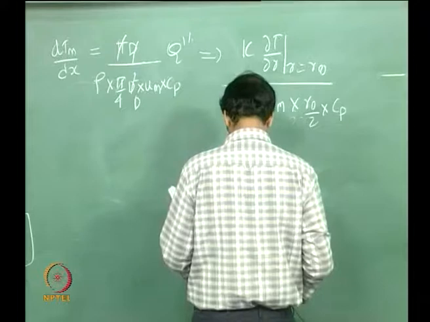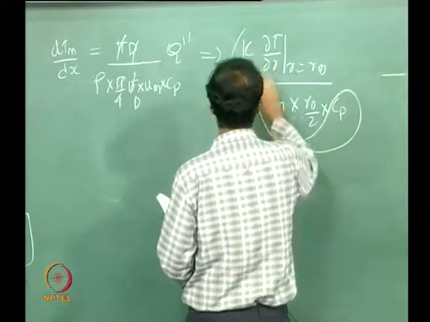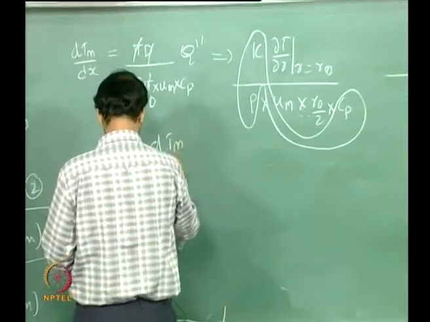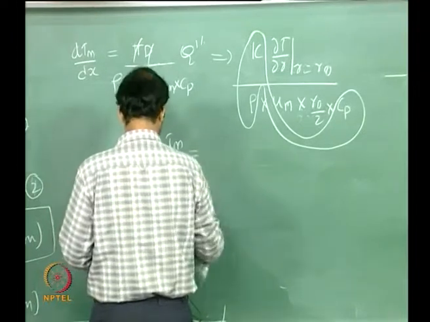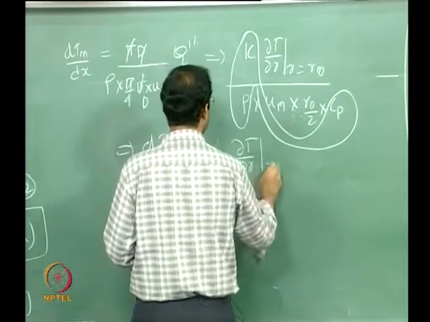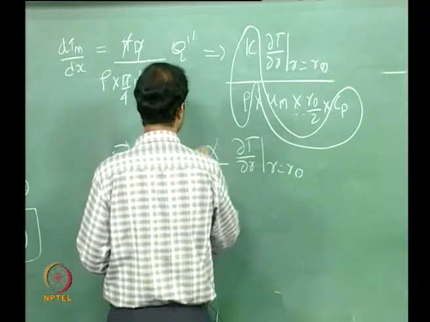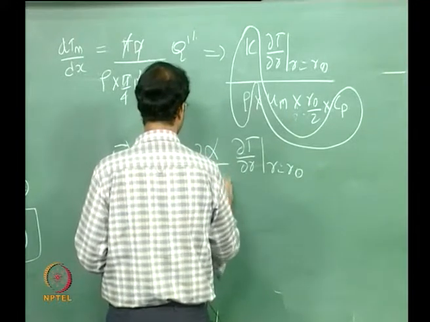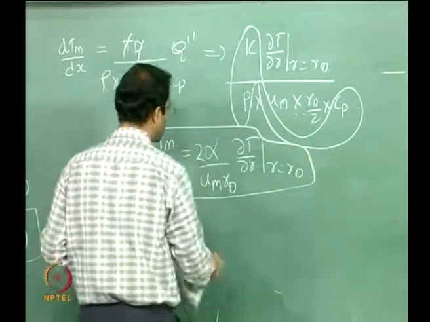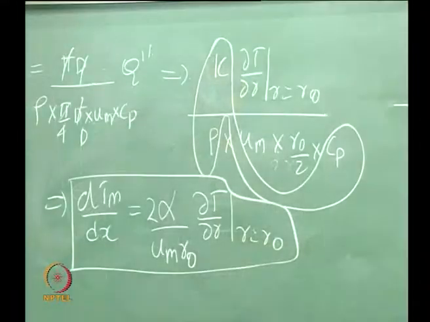So now I can club this as k by rho Cp. k by rho Cp is alpha, so this can be written as dTm by dx is actually alpha times dt by dr at r equal to r naught, divided by, so this will be 2 times um r naught. So this is my expression for dTm by dx in terms of dt by dr at r equal to r naught. This is a little bit of mathematical manipulation, nothing more.